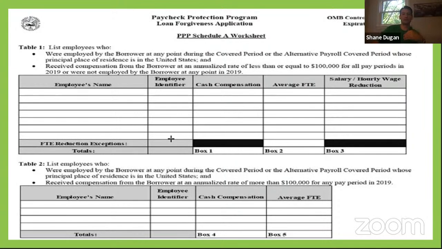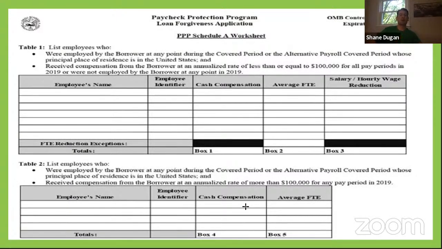So it's going to be a lot of work if you are one of those employers who has 50 or 100 employees to get this information together. There's 2 separate things to note on here, though. This top section is individuals who earned less than or equal to $100,000, and this bottom section is for people who essentially earned over $100,000.